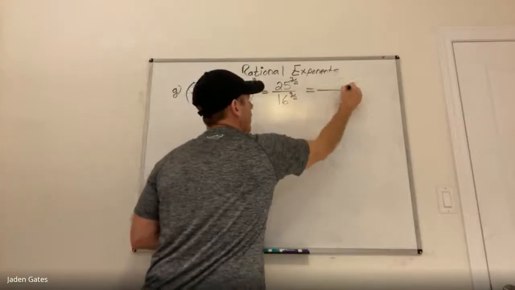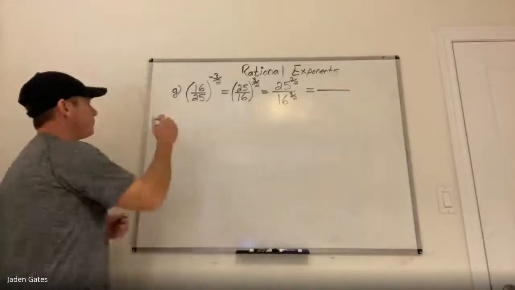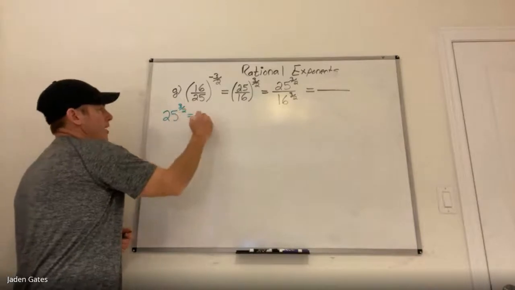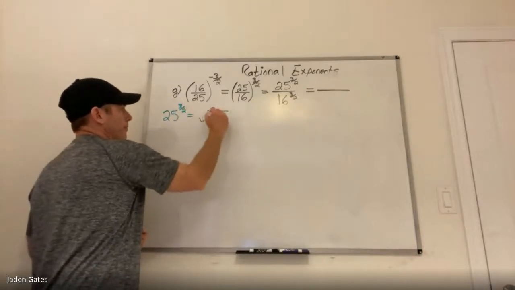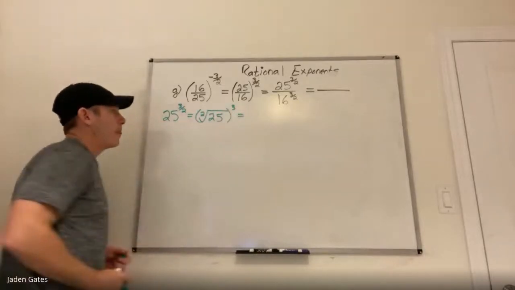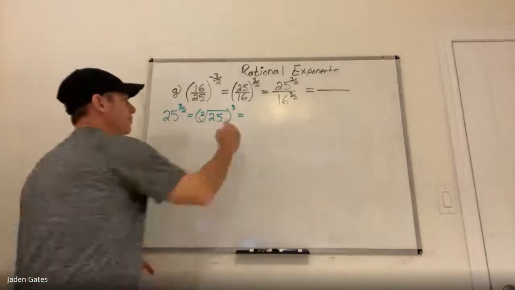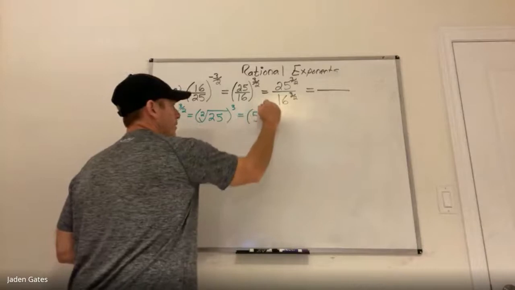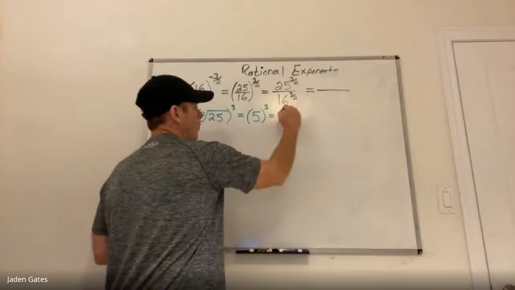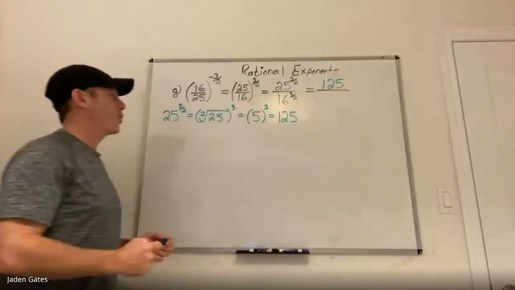All right, now I'm going to do these separately. So the numerator here first. I have 25 to the 3/2. I put that in radical form. The second root of 25, also known as the square root, is 5. To the power of 3, 5 times 5 times 5, we get 125. So there is my numerator.